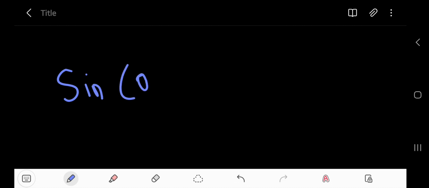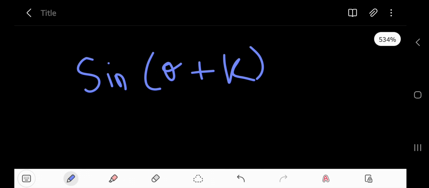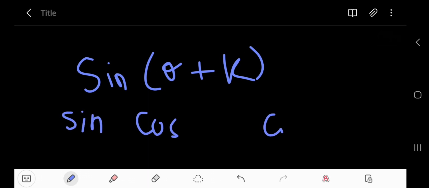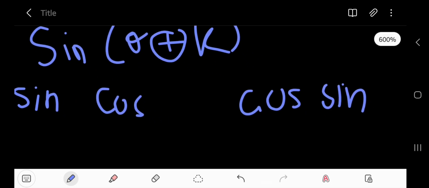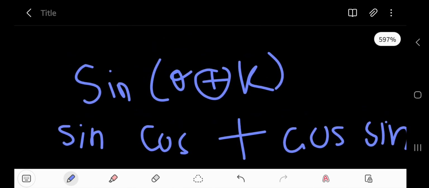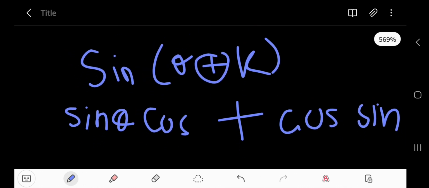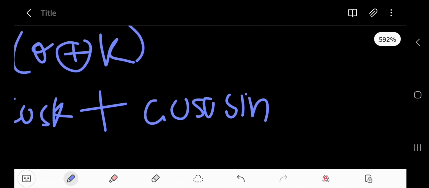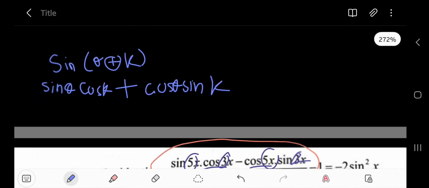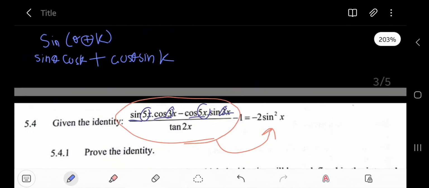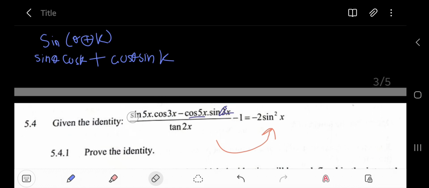So sine of theta plus k, for example, if it is expanded, is going to equal sine cos, cos sine. But of course, the sign is kept, so we're going to have a plus there, and then we just fill in the angles: theta here, and k there. So this thing that we see here is the same as the compound angle of sine expanded. So now let's try and rewrite that.